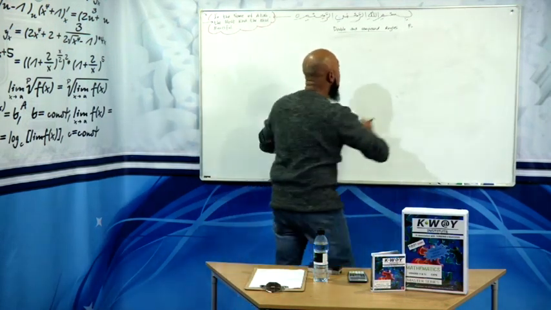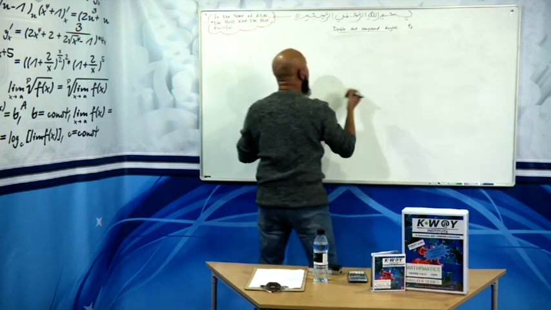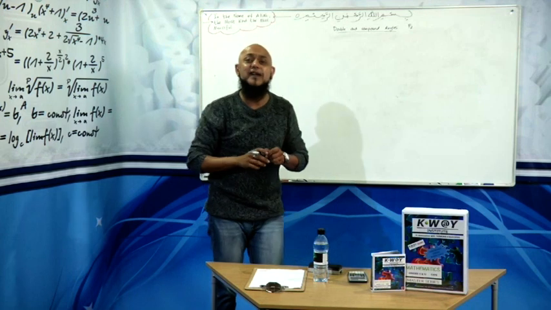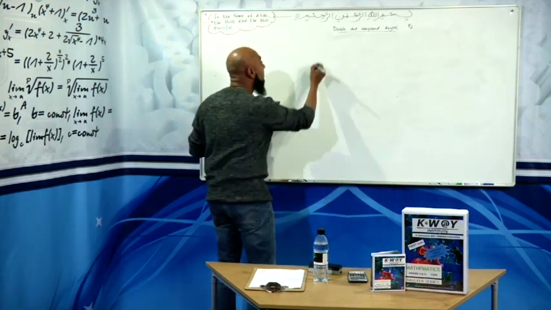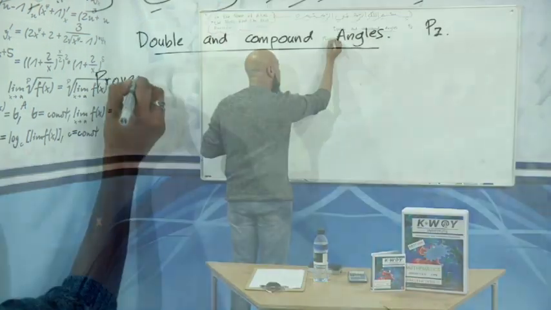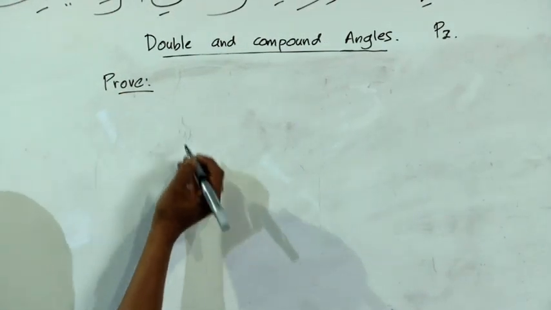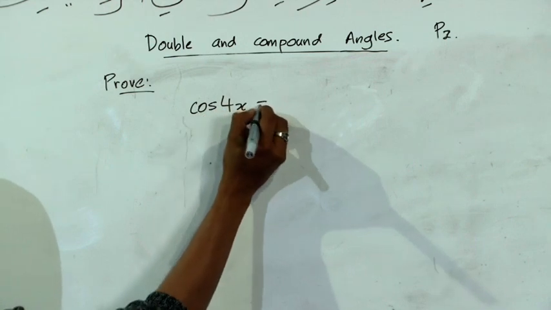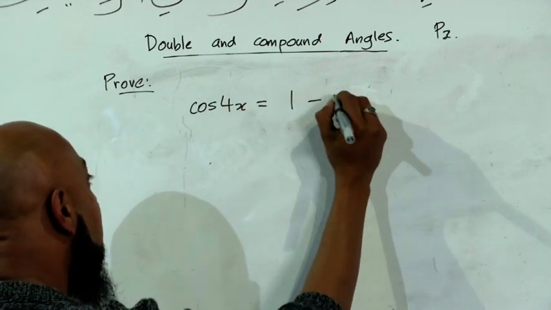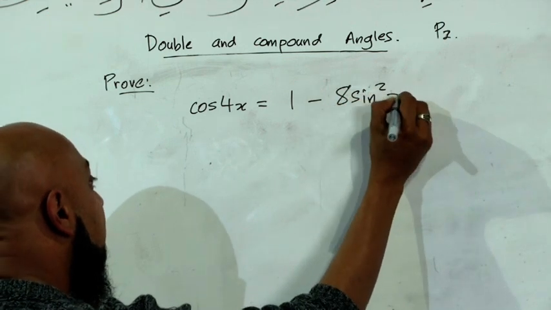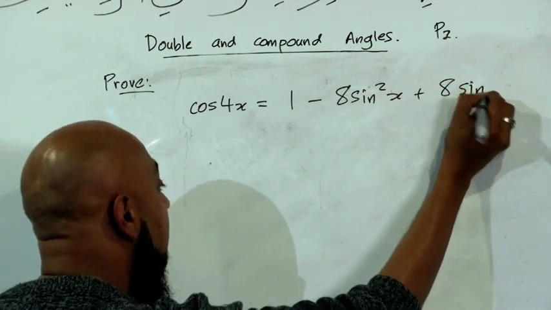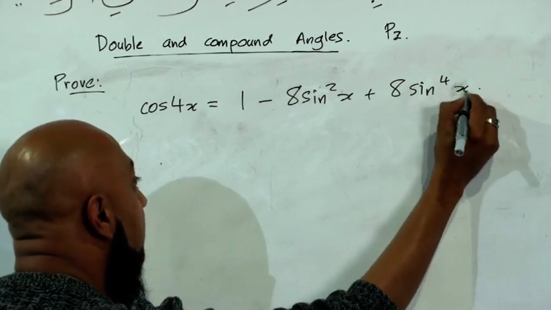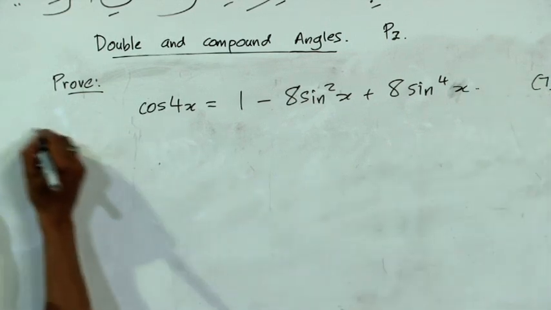Okay, next problem. So this is paper 2. We said that this is paper 2, double and compound angles. And we are dealing with, guys, we are dealing with identity. So the question here is going to say in the exam, prove. The question that comes out in the exam says, prove that cos 4x is equal to 1 minus 8 sine squared x plus 8 sine to the power 4x. And it's worth 7 marks.